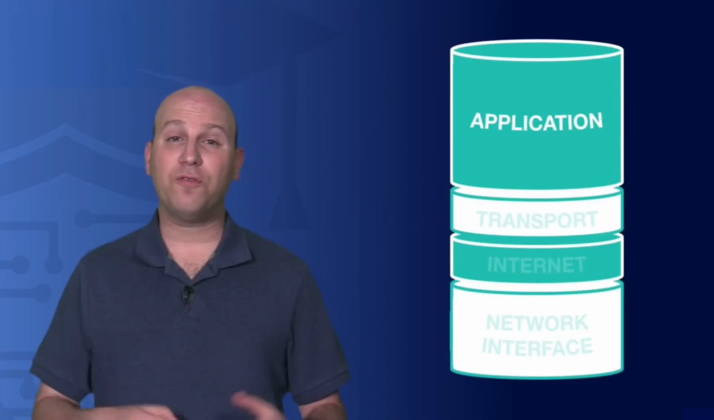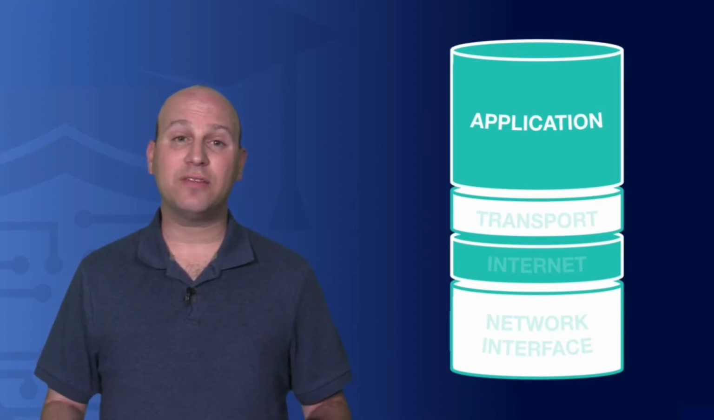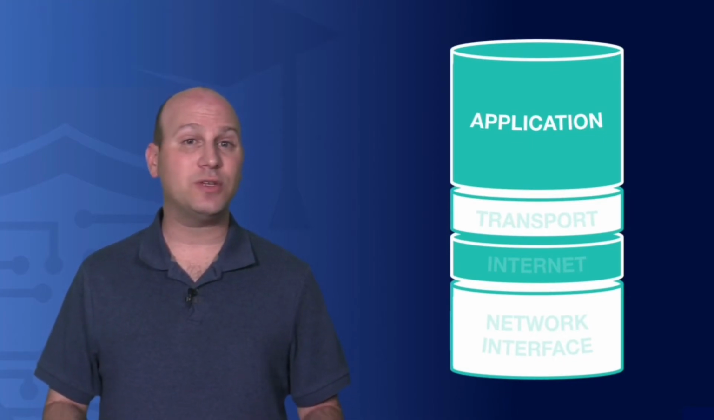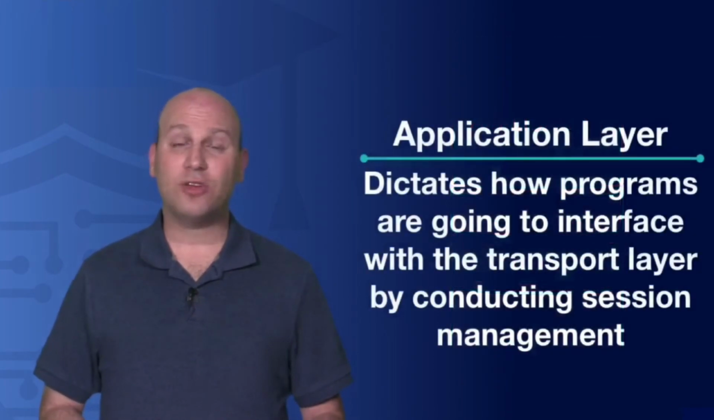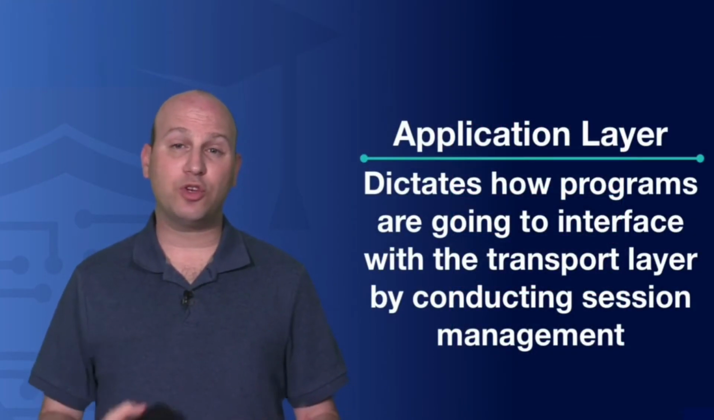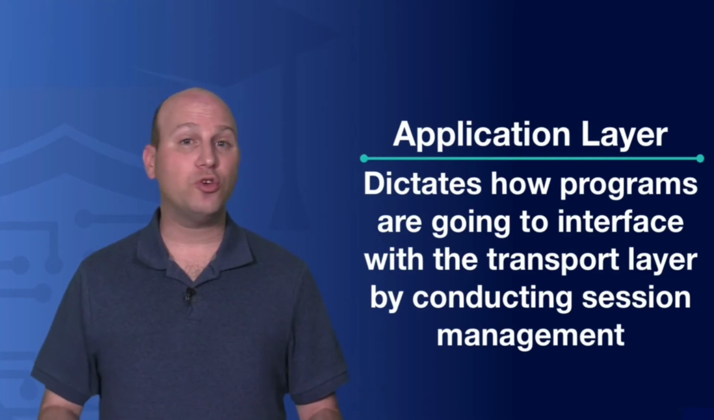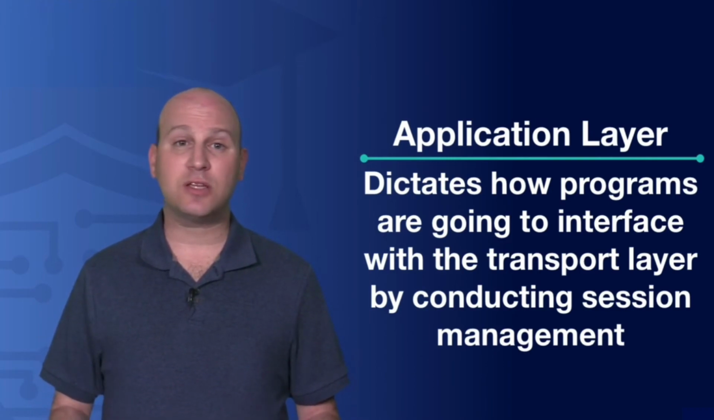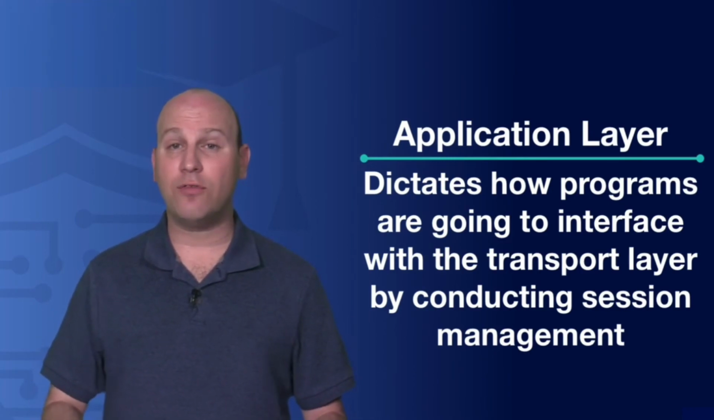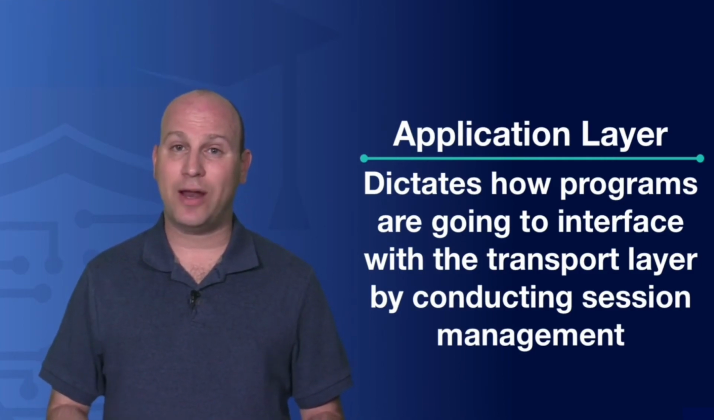The fourth and final layer of the TCP/IP model is the application layer, and it's going to combine the top 3 layers of the OSI model into a single layer to define the application protocol that we're going to be using. This is also going to dictate how the programs are going to interface with the transport layer by conducting session management, and it's going to be the layer where the user is going to interact with the network through some sort of program. Examples of this come from layers 5, 6, and 7 of the OSI model, again because we squished all 3 of those down into this one application layer.